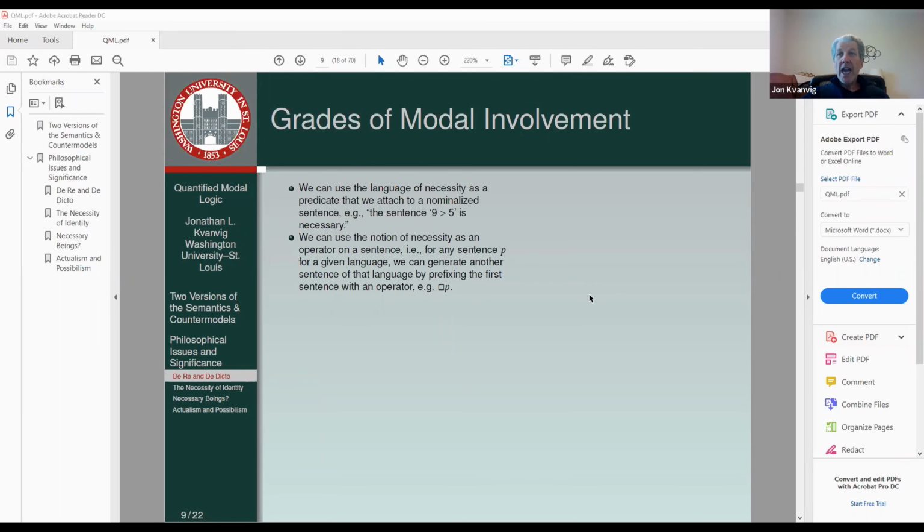He wasn't really happy with the second one. He was really only happy with the first one. But in any case, let's let both of them go. So we can use the notion of necessity on parts of sentences.